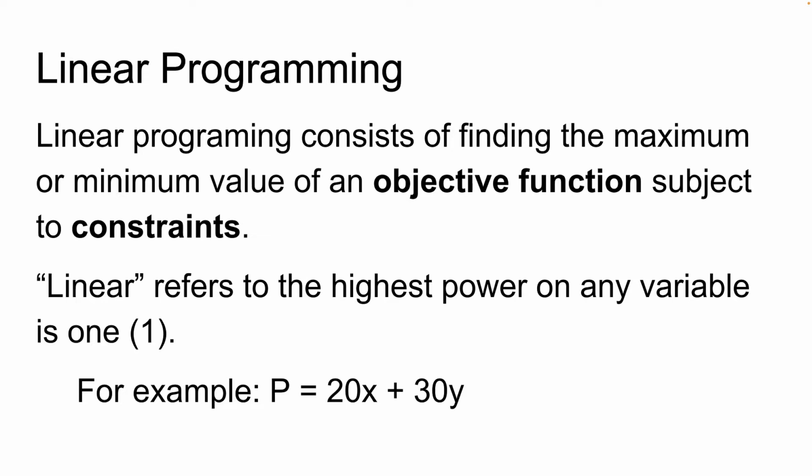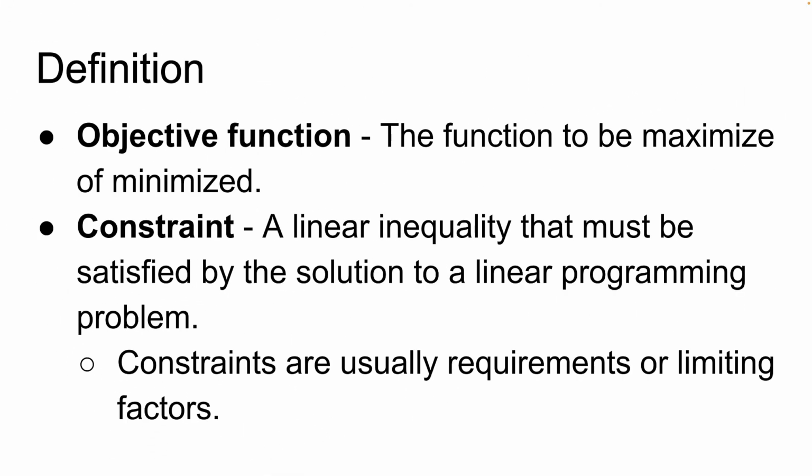Let's take a look at a few more key definitions. Within this definition of linear programming, we see objective function and constraints. The objective function is the function that's to be maximized or minimized. A constraint is a linear inequality that must be satisfied by the solution to a linear programming problem. Constraints are usually going to be requirements or limiting factors. We must produce at least 5 items, or we only have enough material to produce at most 20 items. Constraints are always a requirement or a limiting factor that must be satisfied.